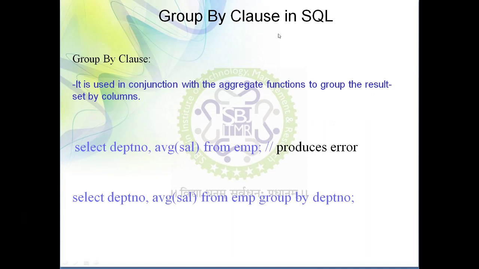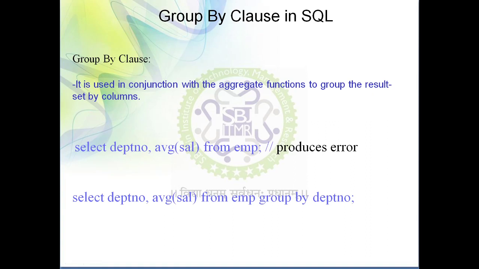So we'll continue the same example. Suppose I write this query: select department number, average of sal from employee. It will give me an error because average of sal is a group expression, whereas department number is a non-group expression.